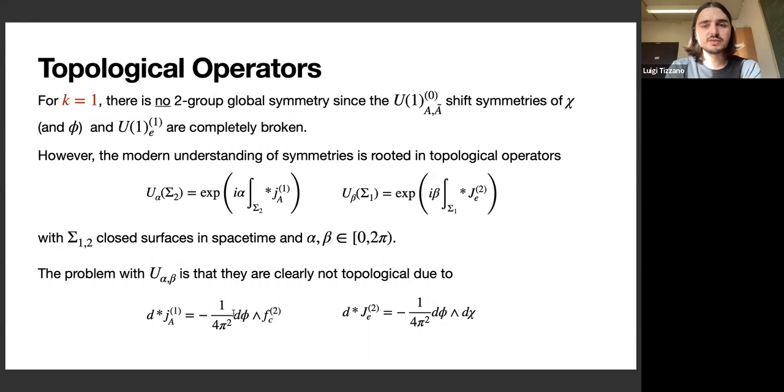And what we should be doing instead is looking at the topological operators that are associated to this symmetry. So we should look for operators U alpha and U beta, which are obtained by taking the integrals of the star of their related currents. And as I mentioned before, the problem with these operators U alpha and U beta is clearly that they won't be topological, because whenever we try to deform sigma 2, we will pick up a piece that depends on d of star j. And because of this non-conservation equation, there is nothing that we can do to save their topological nature.